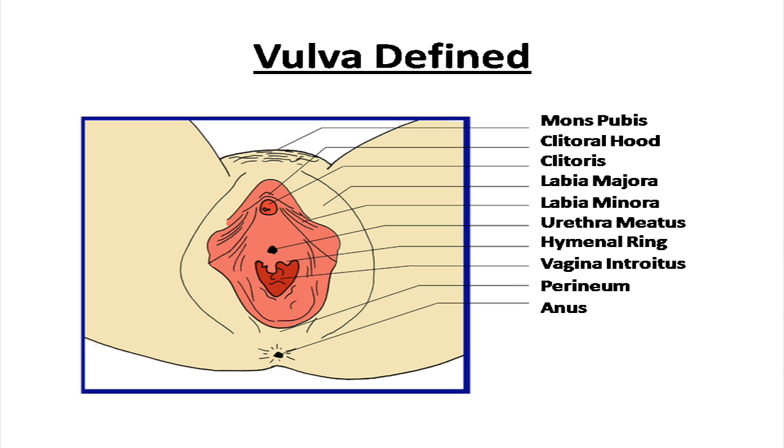In this picture, you can see that the vulva is really the area of the female body between the mons pubis and the anus, which includes the skin of the clitoral hood, the clitoris, the labia majora, labia minora, the urethral meatus, which is the opening to the urethra, the hymenal ring, the vaginal introitus, the perineum, and the anus.